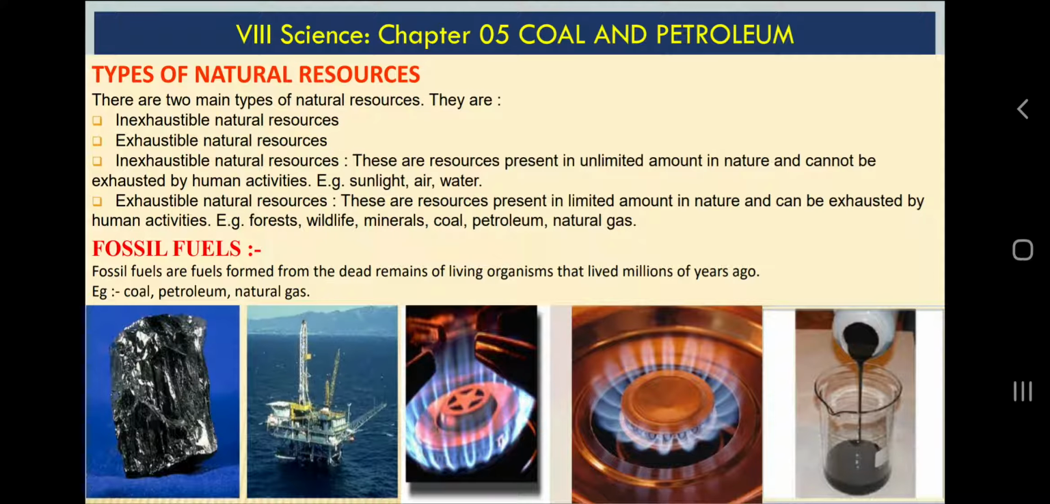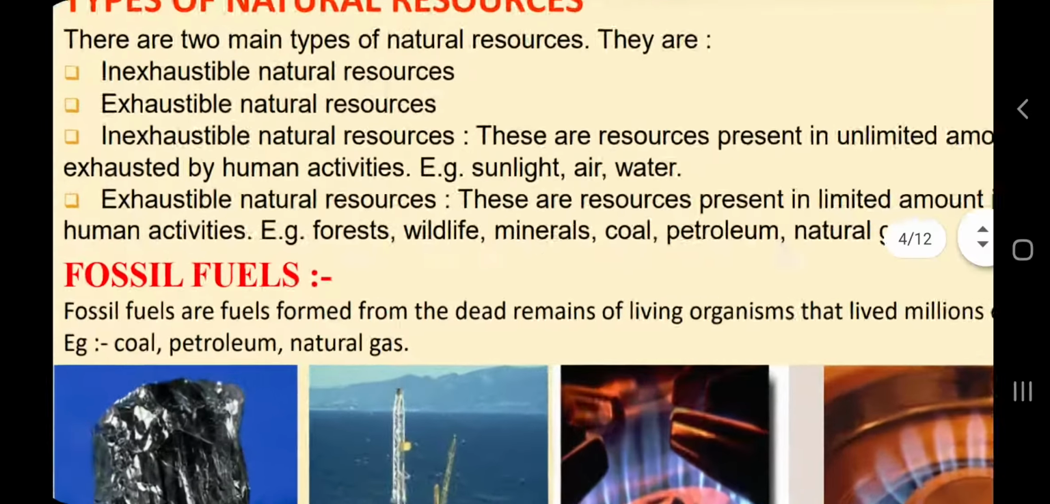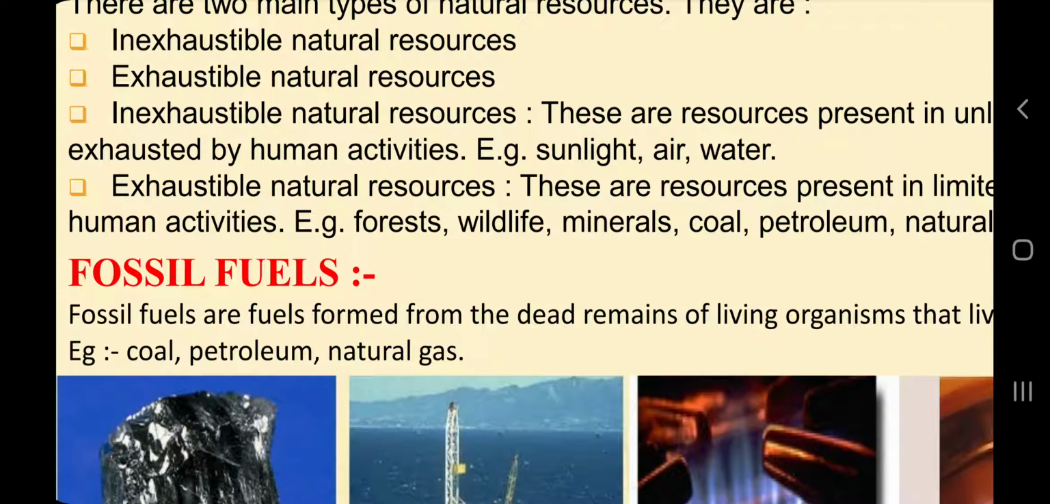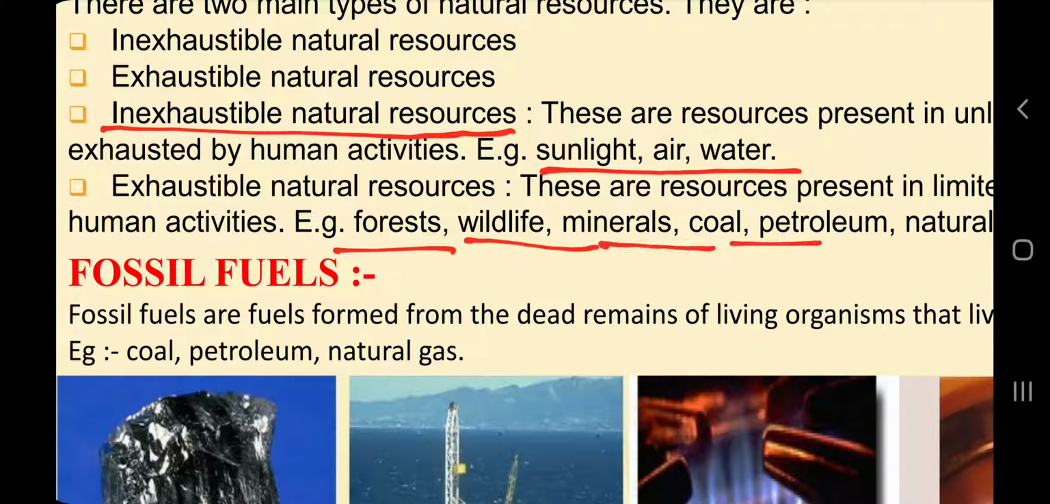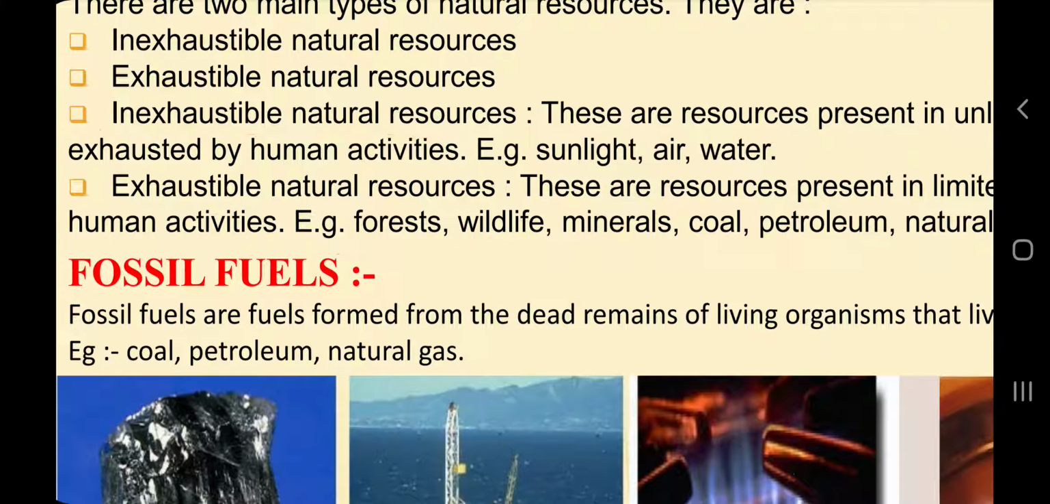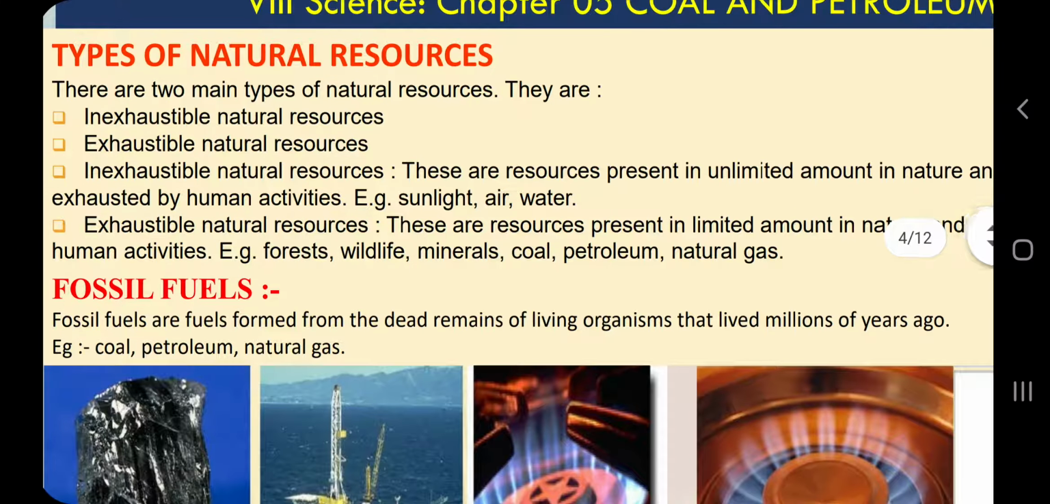And if we talk about sunlight, air and water, in many ways they are inexhaustible to the extent of our mind. You can see some examples here. Inexhaustible resources: sunlight, air and water, easily you can imagine. And exhaustible: forest, wildlife, minerals, coal, petroleum and natural gas. These are limited. In upcoming slides you will come to know how petroleum and coal formed. Then it will be easier for you to imagine why they are exhaustible.